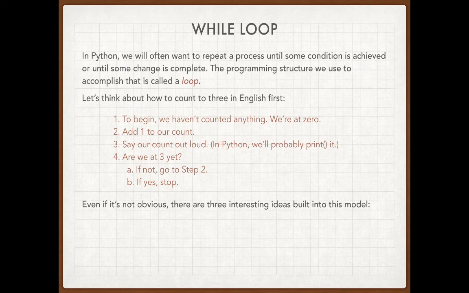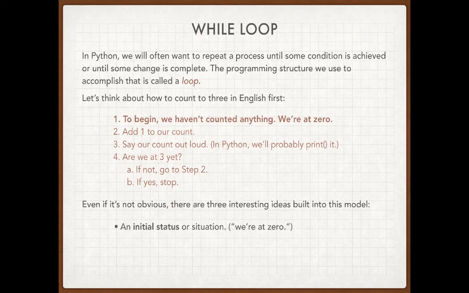Now, I know that's really obvious and I know that's really elementary, but I want to extract these three basic ideas that are implicit in that model. Number one is that there is an initial status or an initial situation. It's the conditions of the universe, the conditions of the world before we begin this process. And so in this case, we're at 0. That's the initial status that we have to worry about or that we're trying to change.